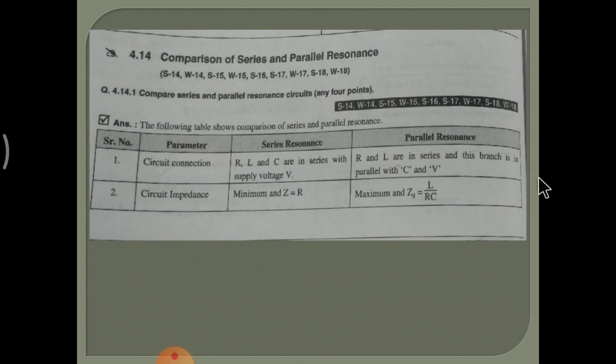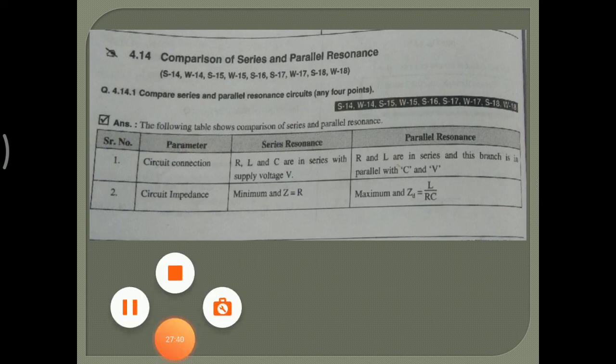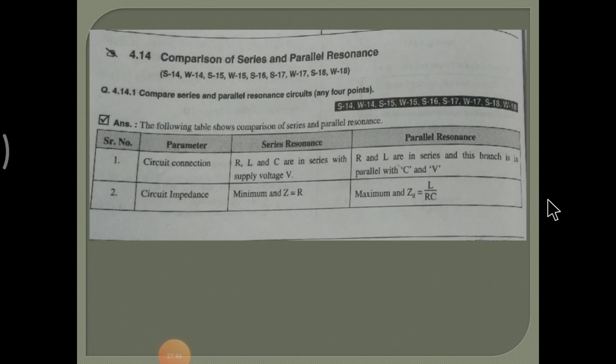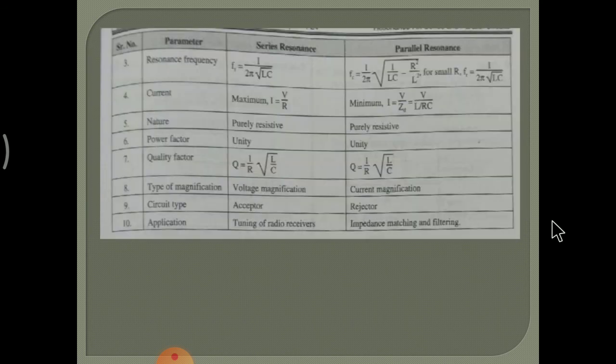Theoretical part of this lecture is completed here, and mathematical examples are remaining, which we will see in the next lecture. After that this chapter will be completed. Theoretical part of this chapter is completed in this lecture.